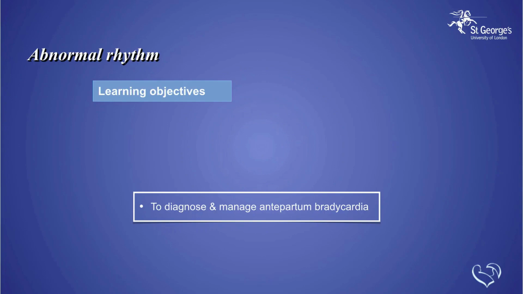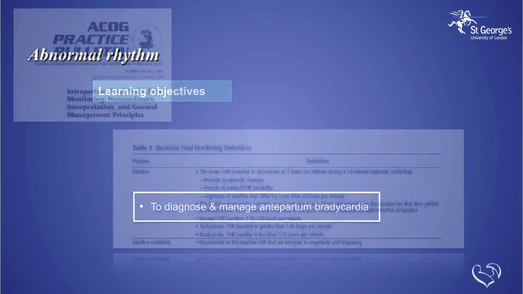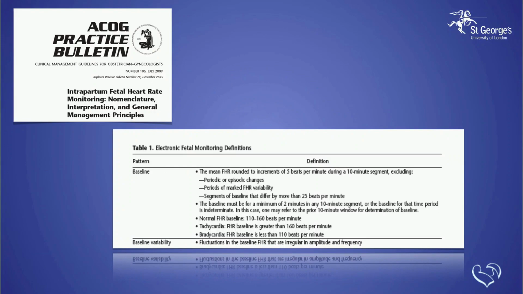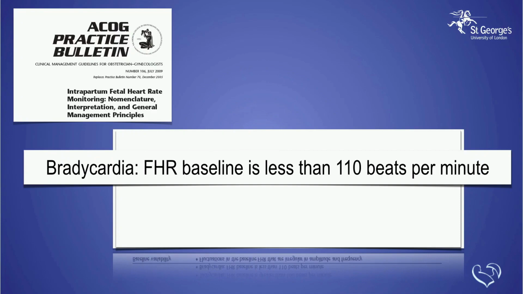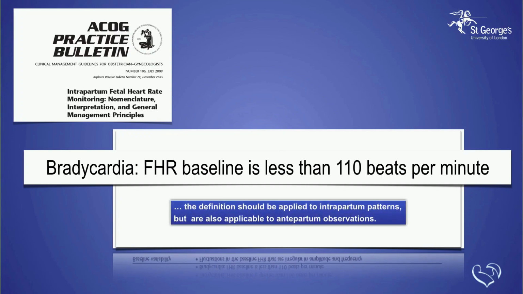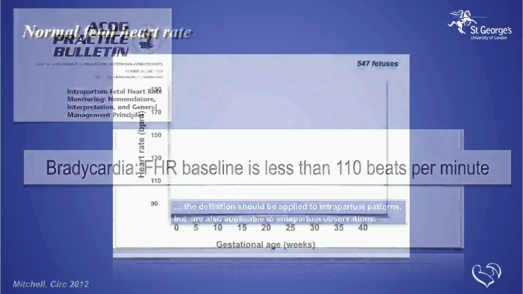We're going to move on to management of antepartum bradycardia, because during partum delivery, you know better than I do, I don't deliver babies. Now, from the American College of Obstetrics and Gynecology, the definition of bradycardia based on CTGs, it was done during labor, but they also say this is valid for antepartum monitoring. So baseline heart rate, bradycardia used to be 100, now is 110. That's the definition from the American College. So should be applied interpartum pattern, but also for antepartum observations.